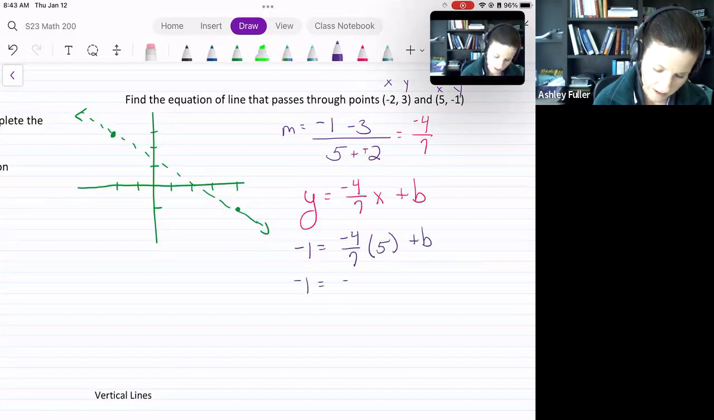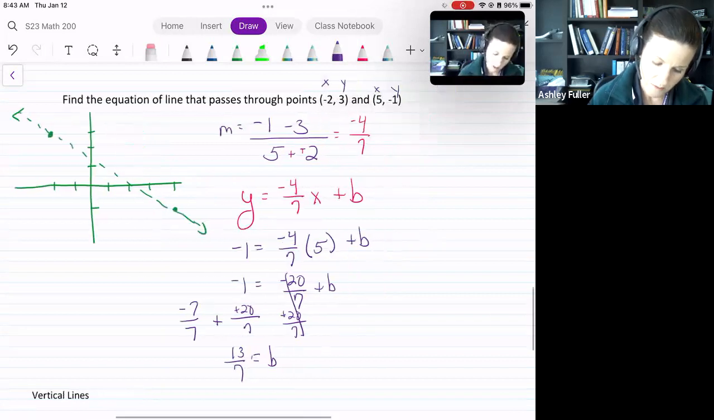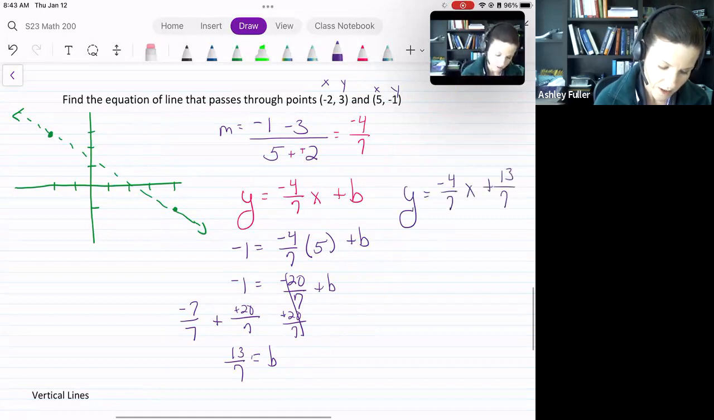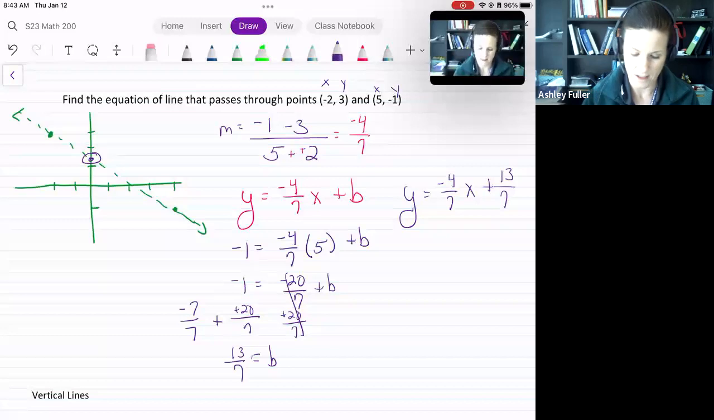And when I calculate, I get -20/7 plus b, adding 20/7 to both sides. Here, -1, I can list as -7/7 plus 20/7. These cancel, which is going to give me a b value of 13/7. So my equation of my line is y equals -4/7 x plus 13/7. Note the y-intercept right here, 13/7, seems reasonable as it is less than 2.